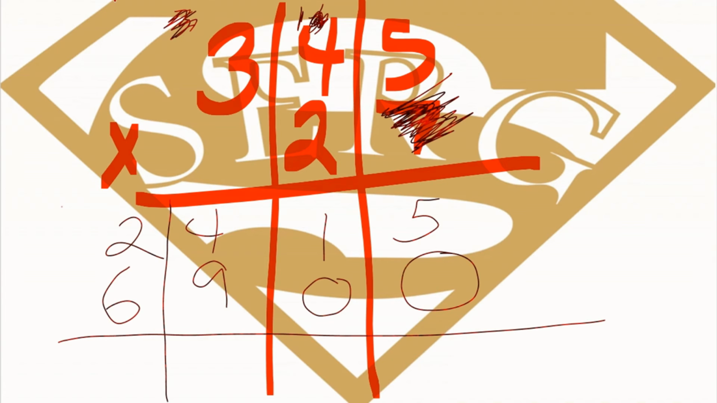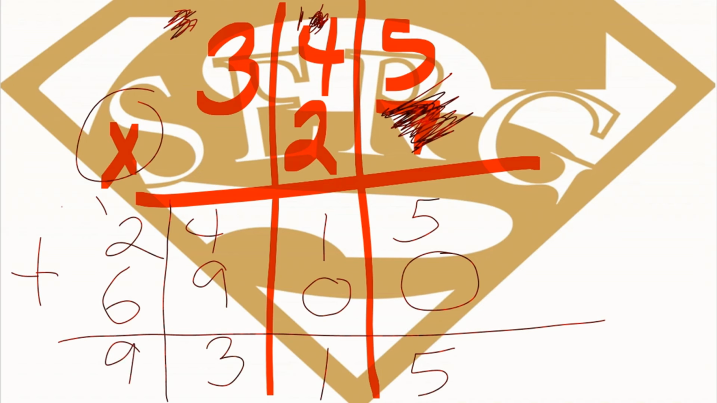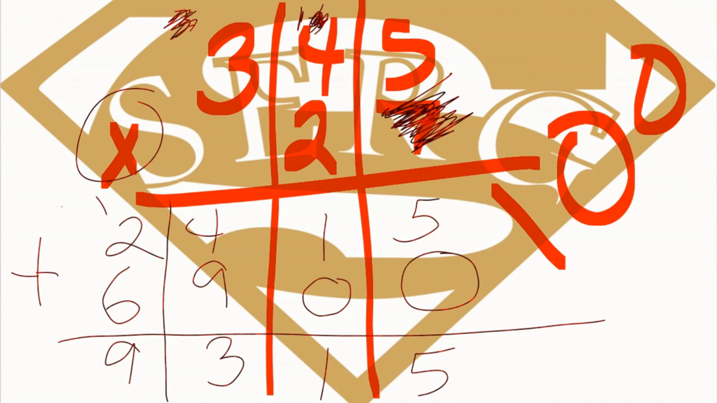Bam. And after multiplication comes addition. Right? 5 and 0, 5. 1 plus 0, 1. 4 plus 9, 13. We regroup. Bam. 1 and 2 is 3. 3 and 6 is 9. So 345 times 27 is 9,315. And boom, we're done.